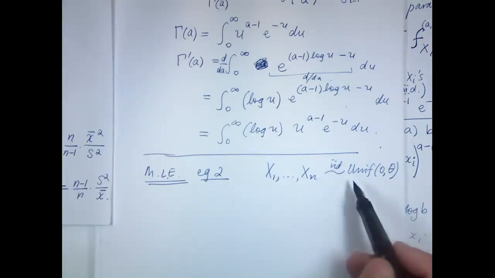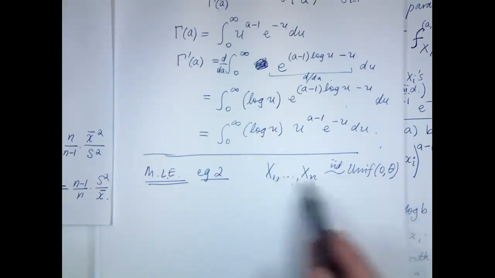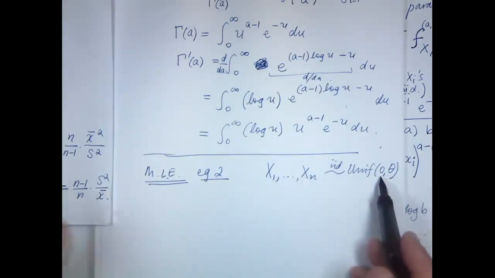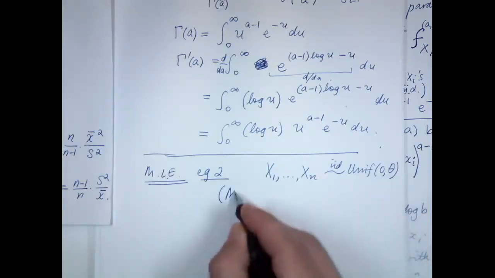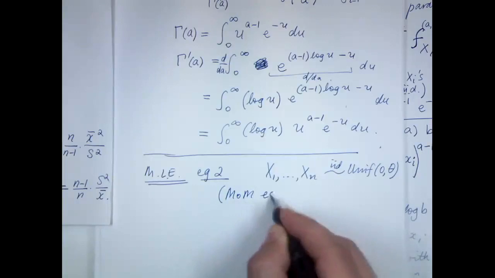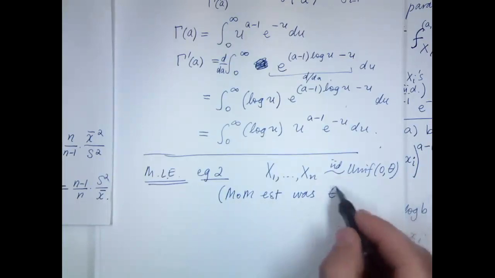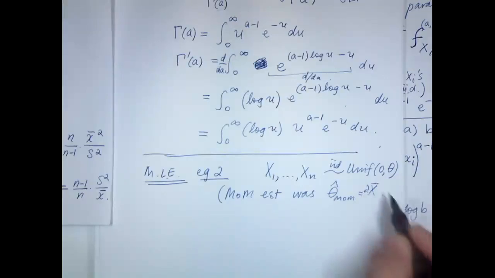No, it couldn't have been. No, it was 2x bar. Because if you have uniform 0 to theta, each of them has expectation theta over 2, and then you just double x bar and you get an unbiased estimator. So to recall, the method of moments estimate was not a particularly efficient estimator, but theta hat method of moments equals x bar times 2. Okay, and that's unbiased.